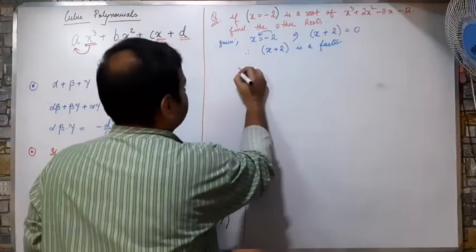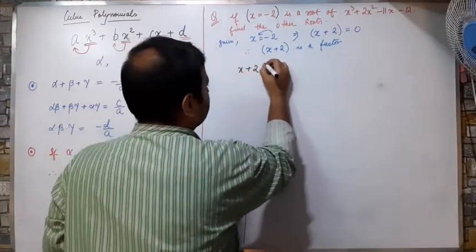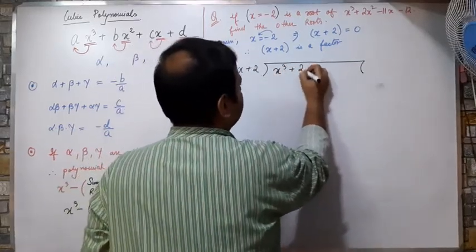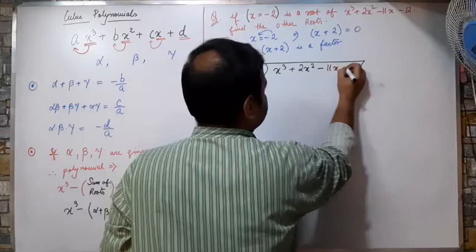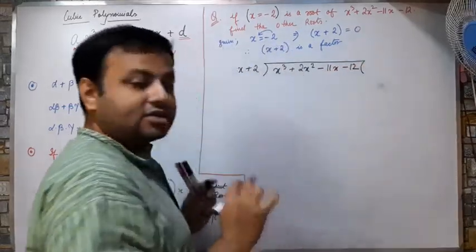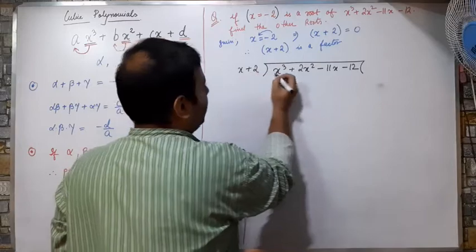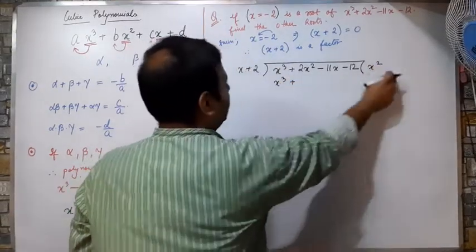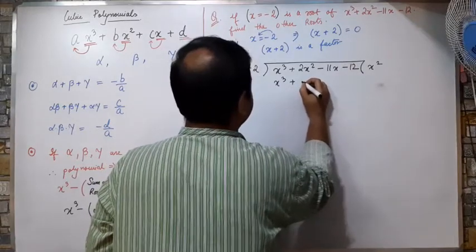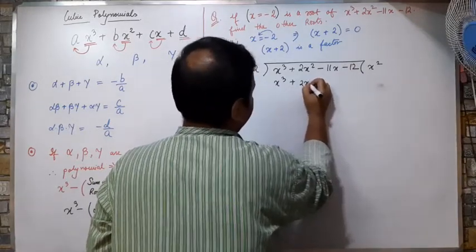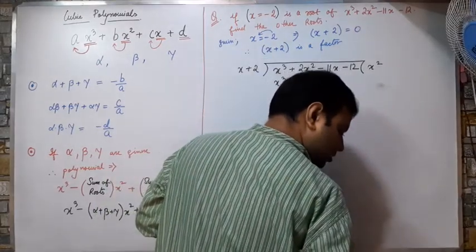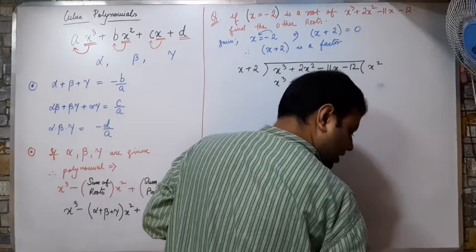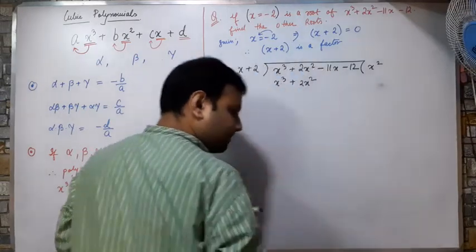How I will divide? I will divide x cube plus 2x square minus 11x minus 12 by this x plus 2. है ना? So this is my equation. So x must be converted to x cube. किससे multiply करें? x square. So I am getting here x cube, 2 into x square I am getting here. Strange. The equation तो पहले ही आ गया. So have I done some mistake around? Oh yes, I have made a mistake.